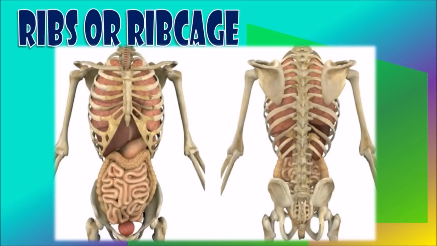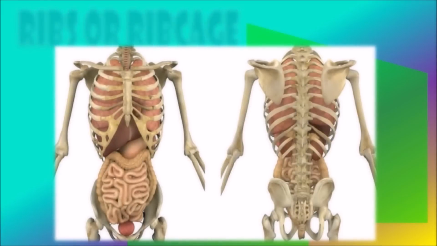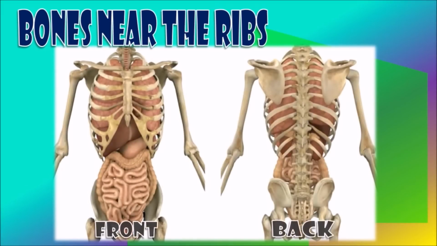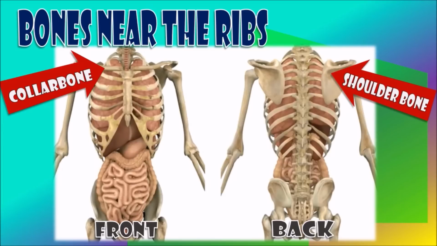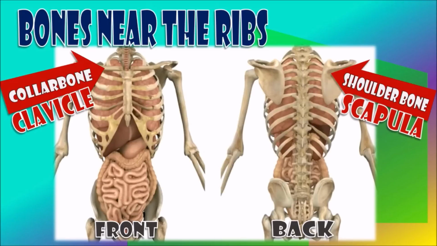Now let's identify the other bones found on the surface or close to the ribs. The shoulder has the collarbone and shoulder bone. The clavicle is the collarbone found in front of the shoulder, while the scapula is the shoulder bone found in the back of the shoulder.